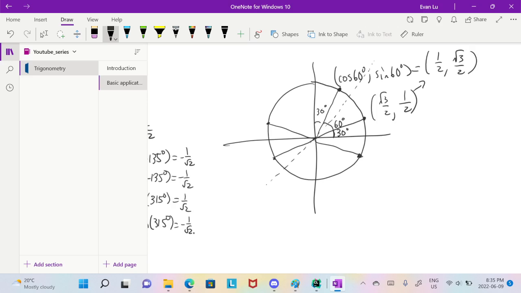So that leaves me with cos of 60 degrees is equal to 1/2 and sine of 60 degrees is going to be equal to root 3 over 2. And then from there, I can do the same thing, reflecting and reflecting.